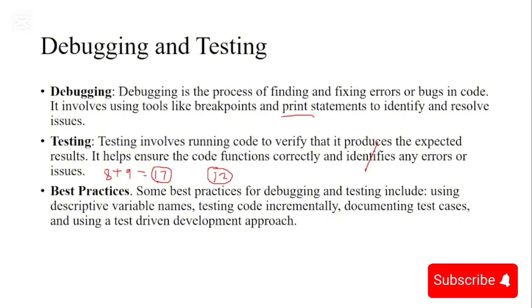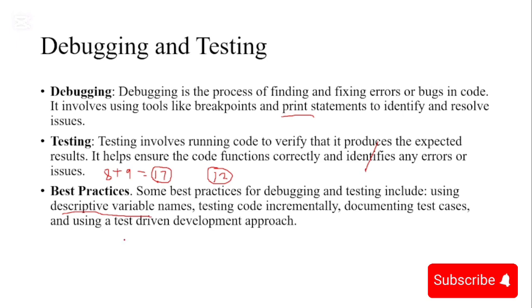And then we have best practices when you're writing your code. Some of the best practices for debugging and testing include, number 1, using descriptive variable names. When you're defining a variable, it should be at least descriptive. Like I've been using A, B, C, M, K, N. That is not descriptive.